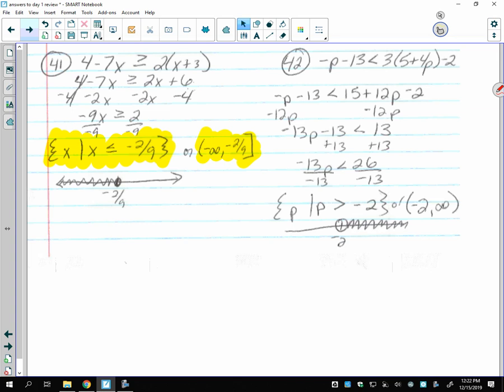And I think that asked you to graph that as well. 42, same thing. I just worked it out, distributed, got my p's on one side. I also ended up dividing by a negative number, so I flipped my sign. So I got p is greater than negative 2. So greater than means I would start at negative 2, not included, and I would go to infinity.